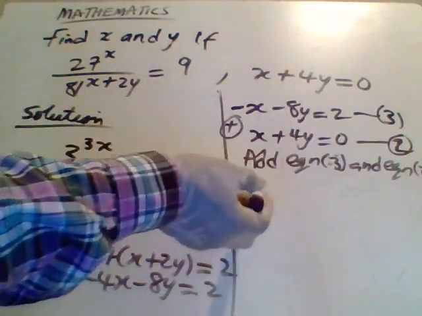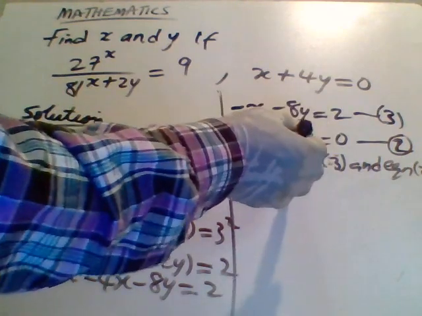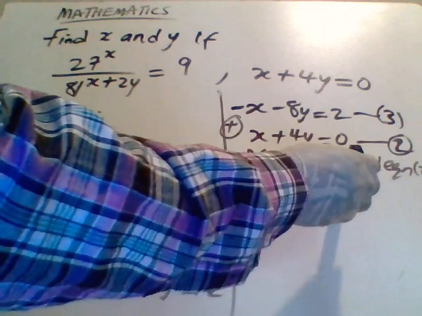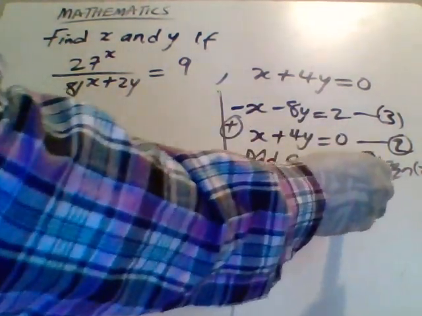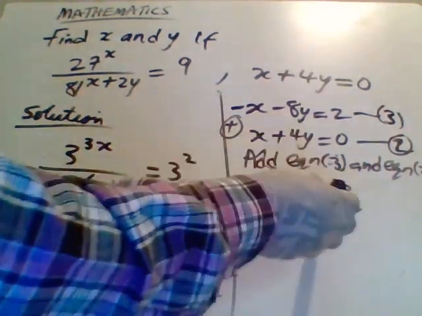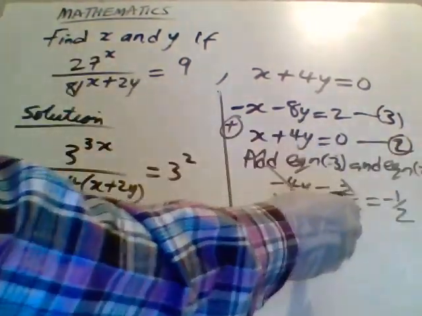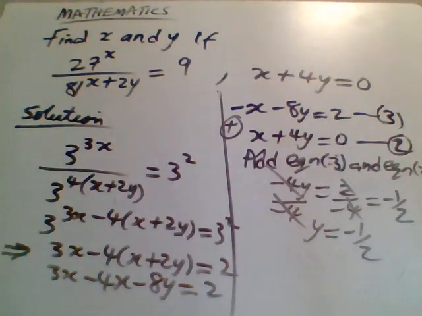If you add the two, minus x plus x will give us 0. Minus 8y plus 4y will give us minus 4y. 2 plus 0 will give us 2. So divide both sides by minus 4 so that y will be alone. That gives us minus half. So we have that y is equal to minus half.